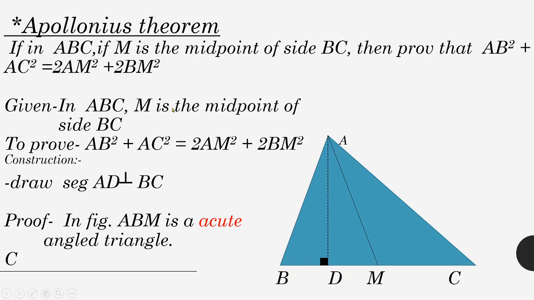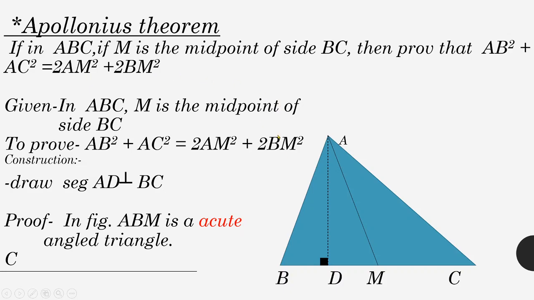Our theorem is: if in triangle ABC, M is the midpoint of side BC, then prove that AB square plus AC square is equal to 2AM square plus 2BM square.